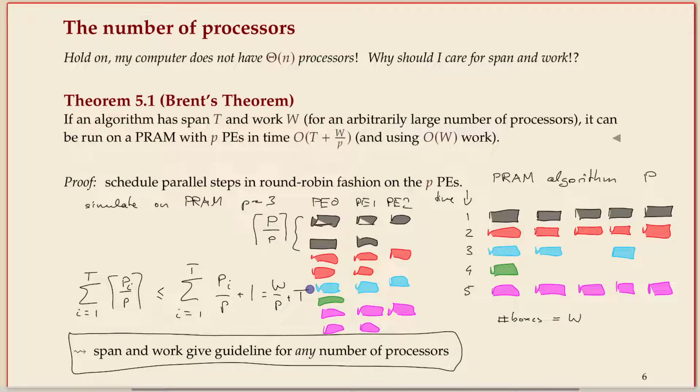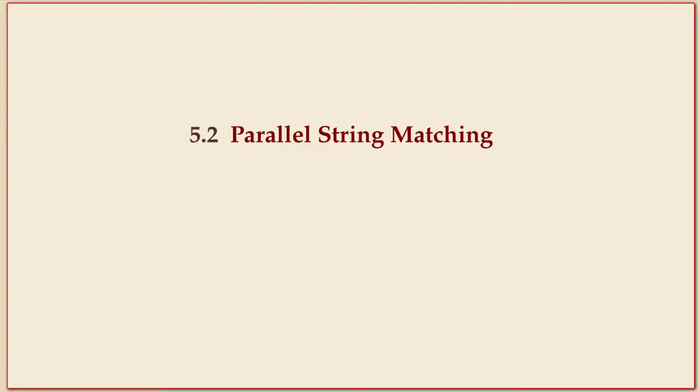Okay? So at least in theory, you can always simulate whatever parallel algorithm you have on the number of processing elements your machine has, and you still get a reasonable estimate for the time. Now, if this time is good or not depends, right? It depends on T and it depends on W. Any questions on the model?